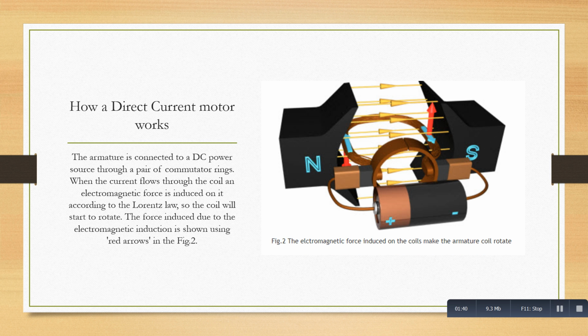The armature is connected to a DC power source through a pair of commutator rings. When the current flows through the coil, an electromagnetic force is induced on it, according to the Lorentz law. So the coil will start to rotate. The force induced due to the electromagnetic induction is shown using red arrows.